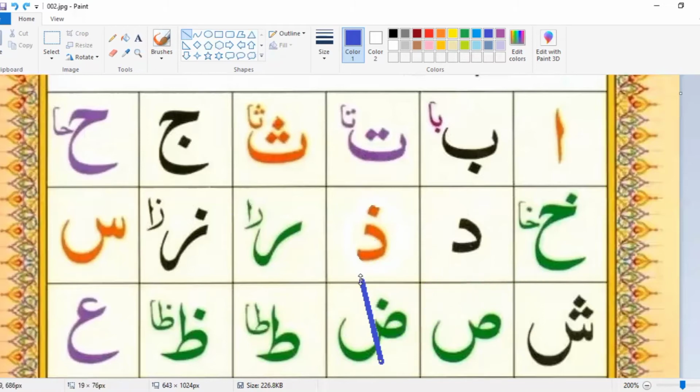Dal, dal. Dal is again a soft letter like tha, tha and dal. Dal is also a soft letter. Just put your tongue under your front top teeth. Then you will be able to pronounce it. Dal, ro, bold one.